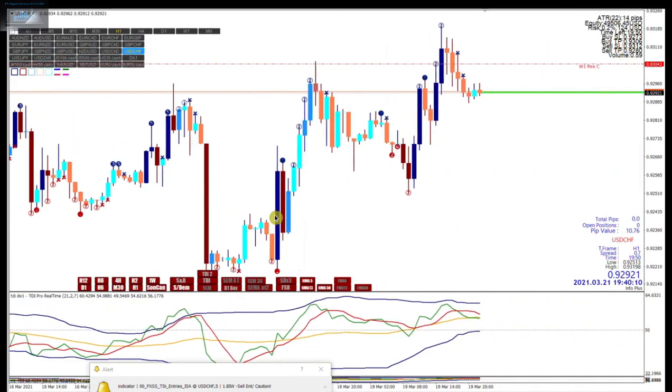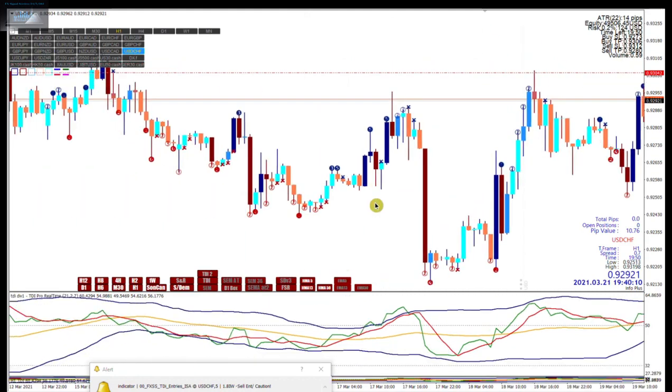So that's it, guys. That's the TDI and our signals, entry and exit. 3 types of entries: your blood in the water, only from 50 up or 50 down; your MBL crossover; and then your shark fin, your exits.